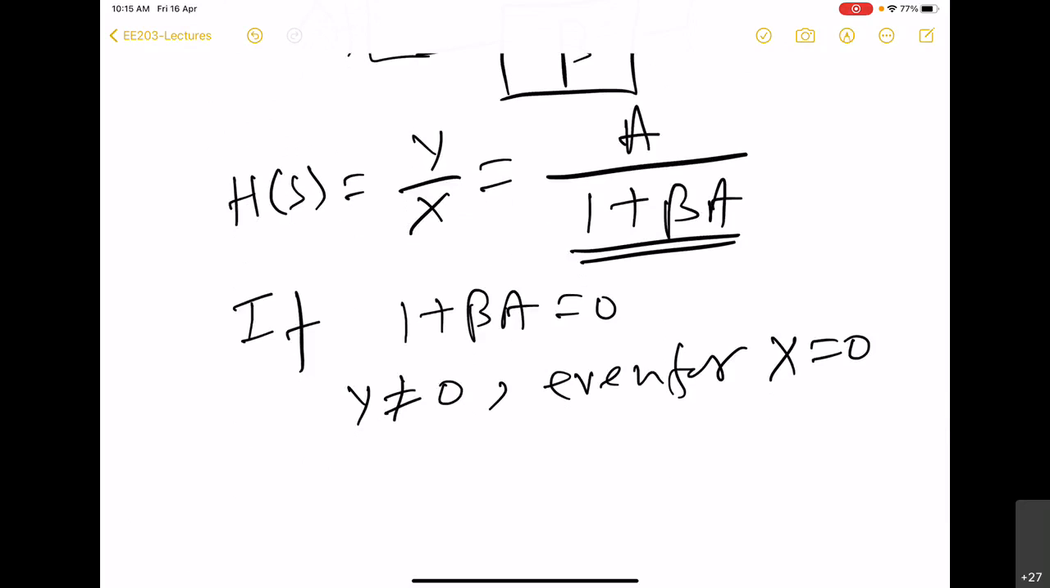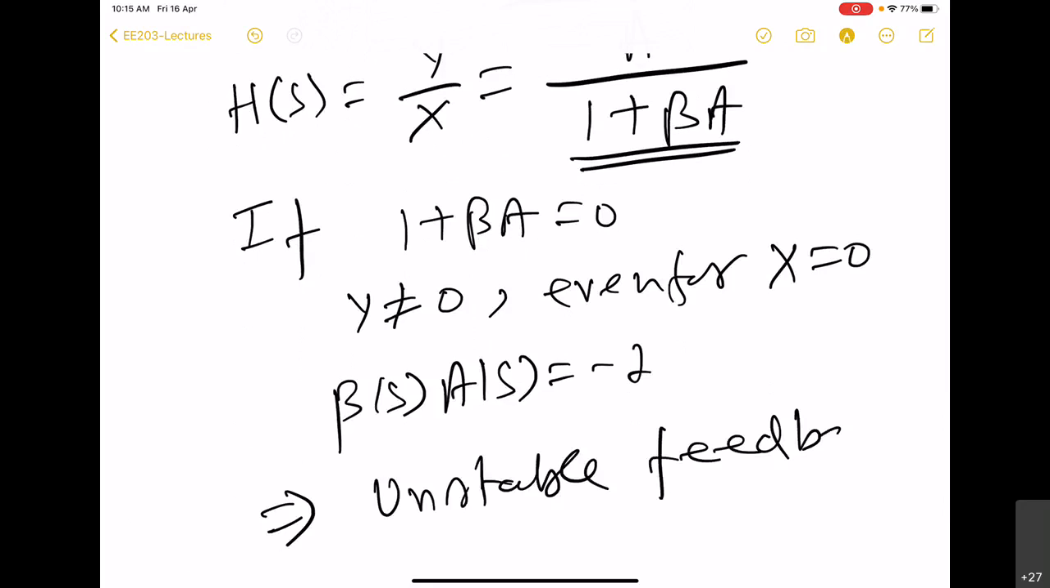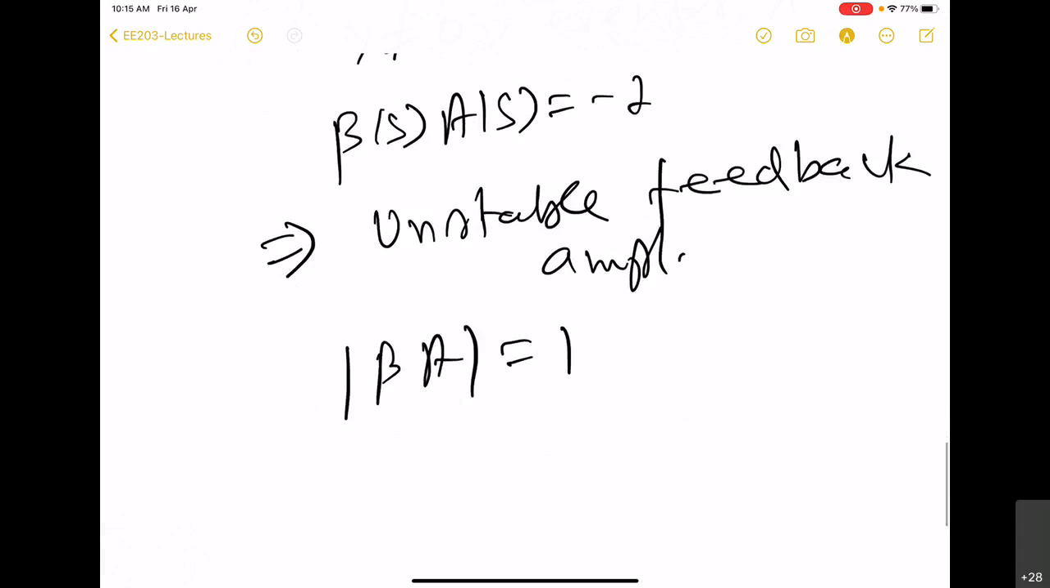So from here we find that if beta A is equal to -1, then this implies an unstable feedback amplifier. So this amplifier which we have put in feedback will become unstable, and this we call Barkhausen criteria. So here the important thing to note is that beta A magnitude is 1 and phase is minus 180 degree, or maybe even plus also.